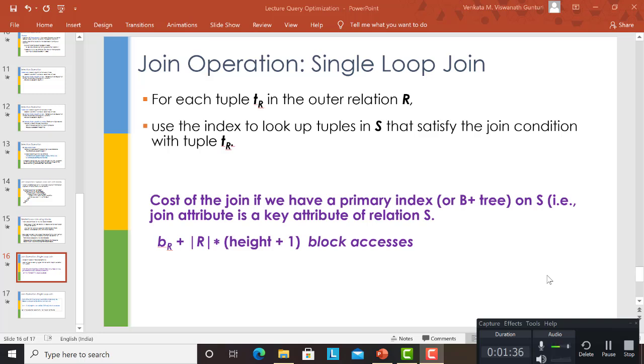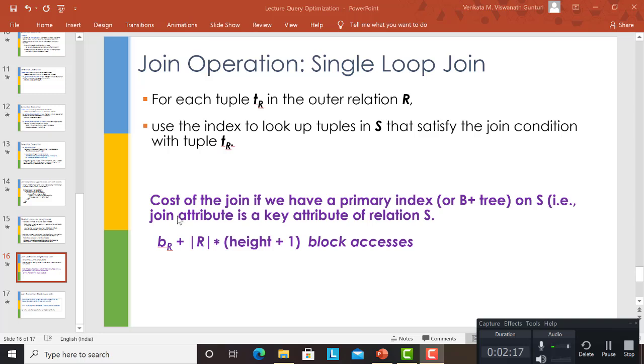Okay, so now for this single loop join, let's try to derive some cost expressions and get an idea on how many buffers in the main memory do we need to have this algorithm running in place, right? So first case, let's say that you have a primary index, or for that matter even a B+ tree index on the relation S, and the join attribute, or the attribute which is being used in your join condition, happens to be a key attribute of the relation S. Okay.